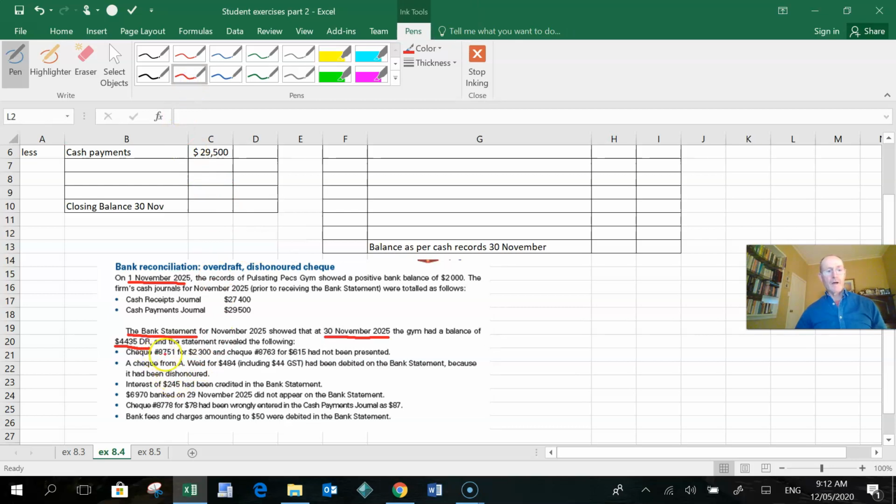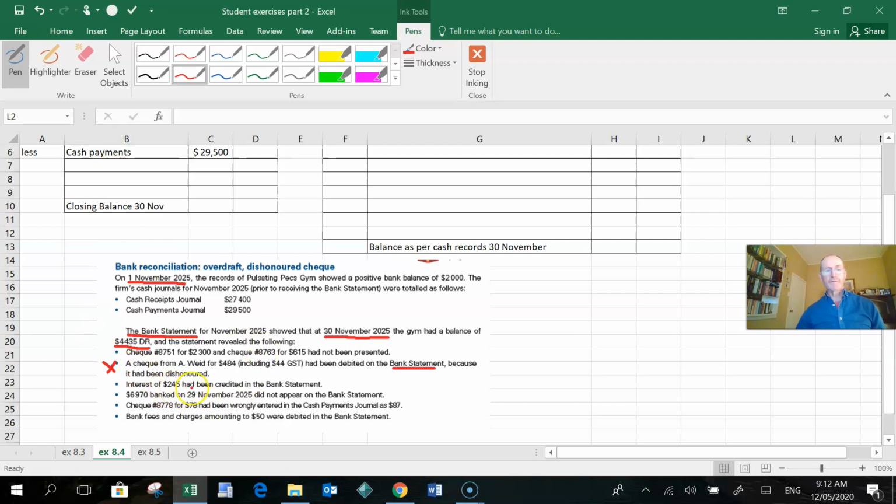So a check for $875 has not been presented. The bank doesn't know about those, so they don't go into our accounting records. A check from a weed for $484, including GST, has been debited on the bank statement. So it's gone on the bank statement because it's dishonoured. Therefore, we won't know about that. Right, so let's just put a little X beside that one. We need to put that up into our accounting records.